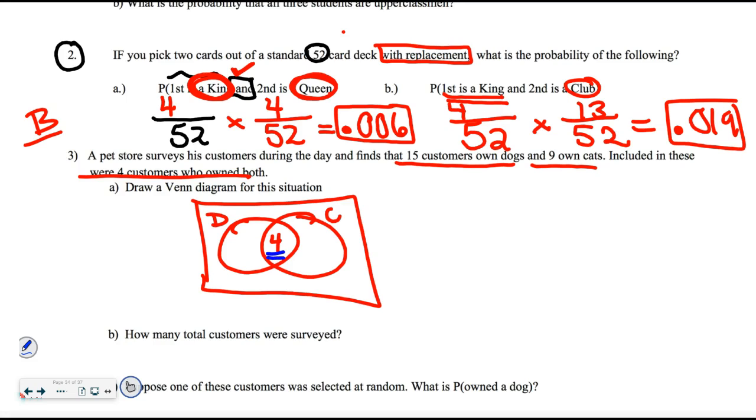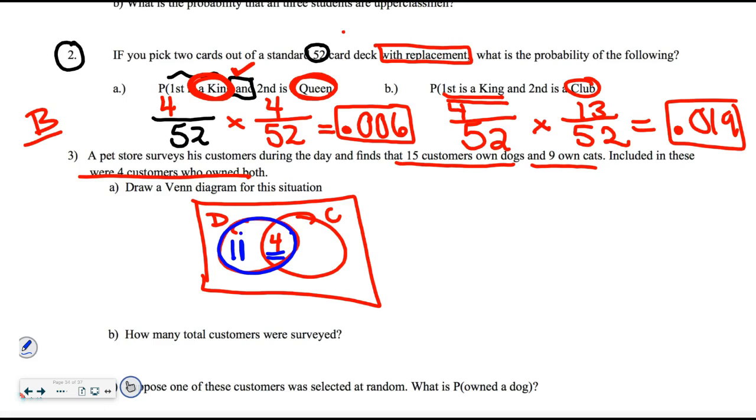But so I would not be in this middle because there's no way I'd ever have a cat. All right, so let's go build this. Are you ready, guys? Back in. 15 own dogs, but 4 have a cat as well. So when you're figuring out what goes out here, it has to add up to 15. So you have to put an 11 over there.